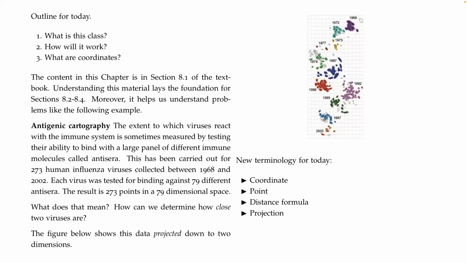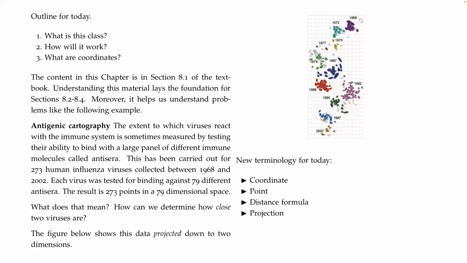So what's all this got to do with coordinates? Well, we can think about how those antigens vary over time by thinking about a coordinate space that has many, many dimensions. Remember, this course is mainly about moving from things that are in one dimension to things that are in multiple dimensions.